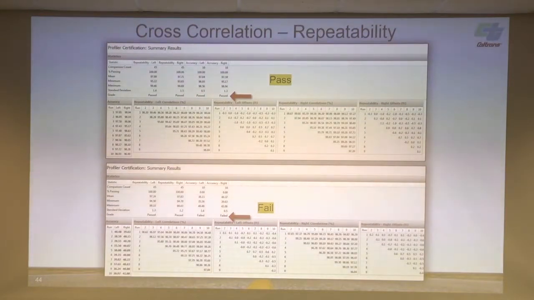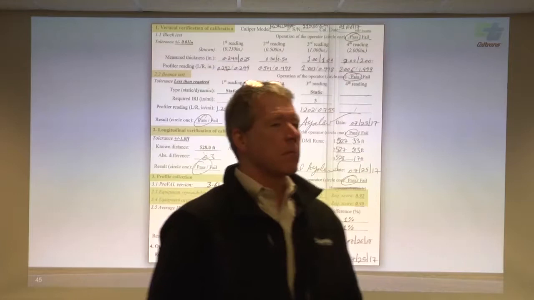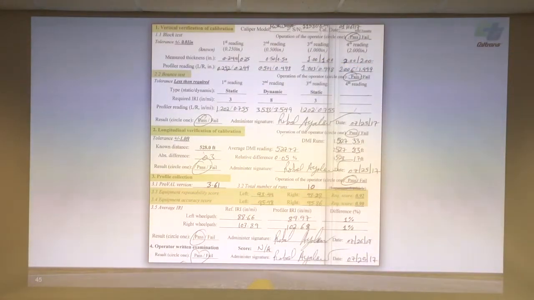Okay, the cross correlation test, this is just a screen that shows a passing test and a fail test. This is one of the modules that's in ProVal. They run a section of road 10 times, and they feed all that information into the software, and it does some statistical analysis. It tells them if they drove the same course accurately. If they waved off, if they skewed a little bit off course, you'd have different IRI values, different measurements, and it wouldn't pass. This is a sheet that's used when they're doing the certification. So we can see the block test, bounce test, longitudinal test, and then the test where they're doing the profile collection running 3 times.